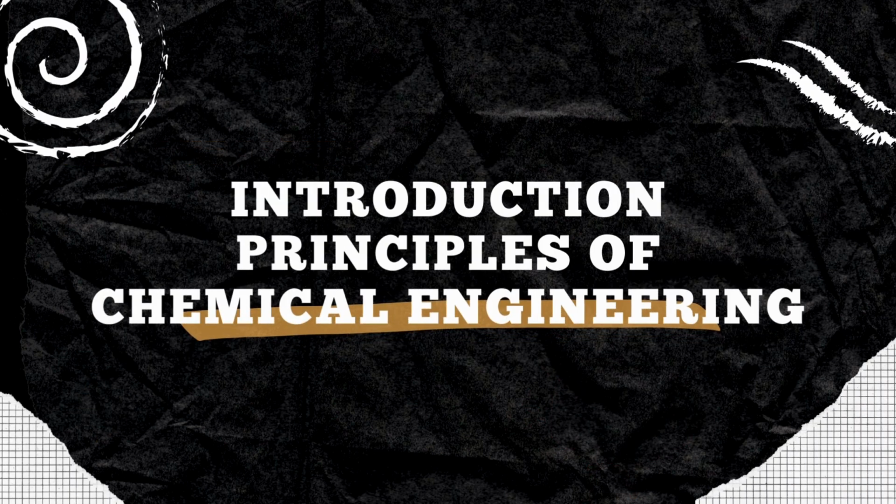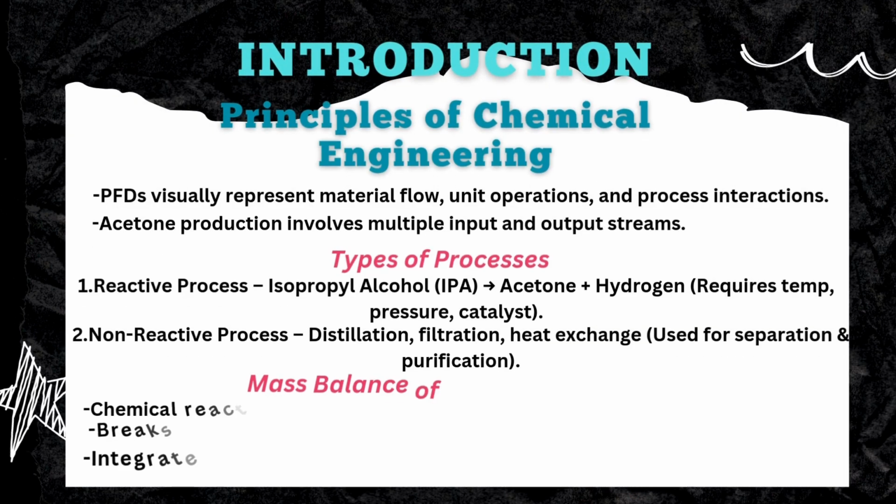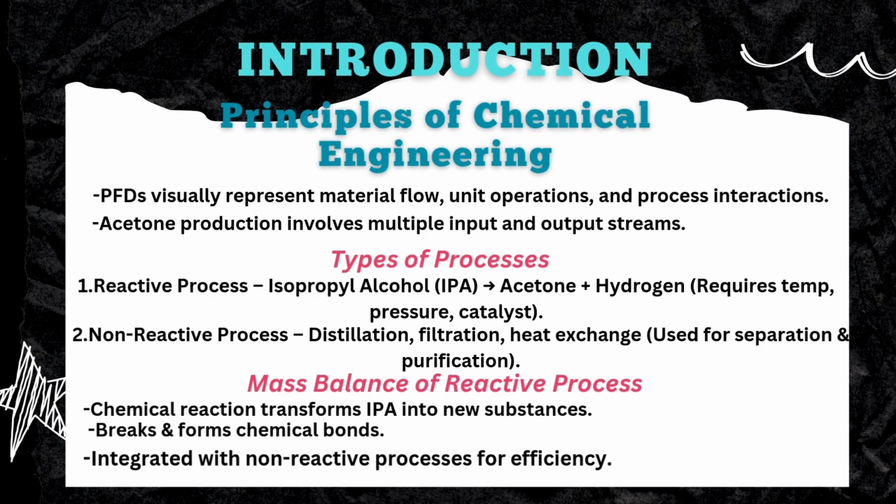So now I'm going to give an introduction to the principles of chemical engineering. Process flow diagrams, or PFDs, visually represent material flow, unit operations, and process interactions. In this case, acetone production involves multiple input and output streams. There are two types of process. Number one is the reactive process, where isopropyl alcohol (IPA) is converted to acetone and hydrogen, controlled under conditions like temperature, pressure, and catalyst. Second is the non-reactive process, which is distillation, filtration, and heat exchange, used for separation and purification.